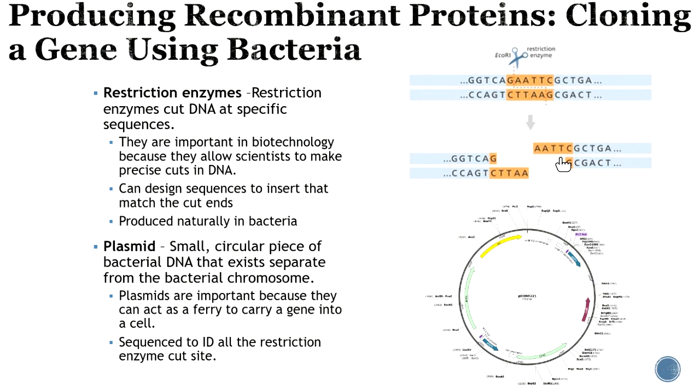Now our method to get the DNA into the bacteria, we use what's called a plasmid. Plasmids are small circular pieces of DNA, and bacteria love to share them with each other. These are separate from their nuclear chromosome.